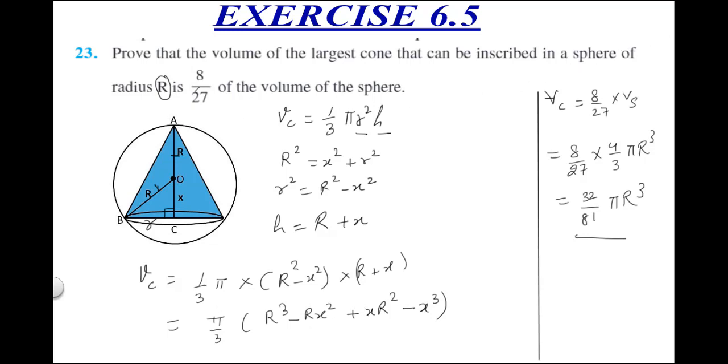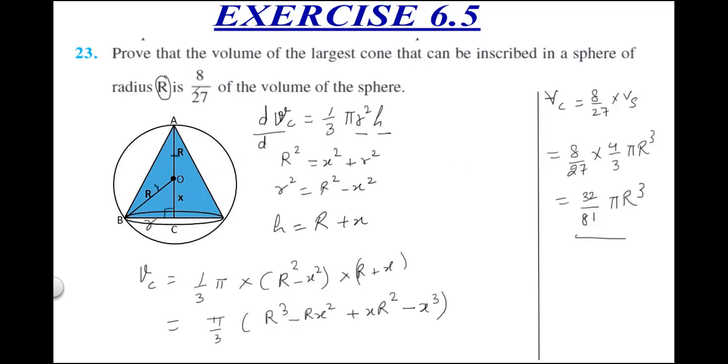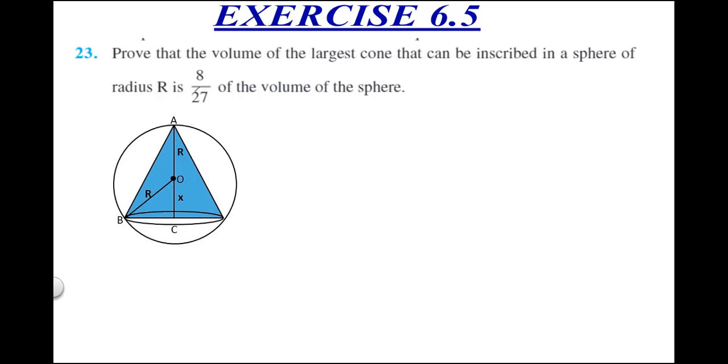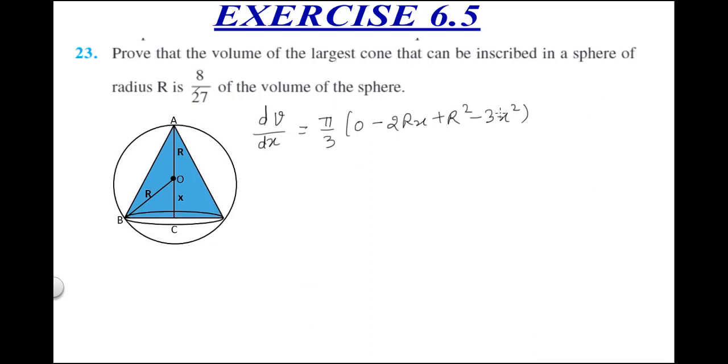Now our purpose is to differentiate it first of all. So let us differentiate it. What are we differentiating with respect to? Just see carefully. Capital R is the radius of the sphere, so the volume does not depend on it. The volume depends on x, which is a part of the height. So we will differentiate it with respect to x. Differentiating, we get pi divided by 3 times the expression. R cube differentiation will be 0. So on differentiation of the terms and equating it to 0, we have minus 2Rx plus R square minus 3x square is equal to 0. Clear?